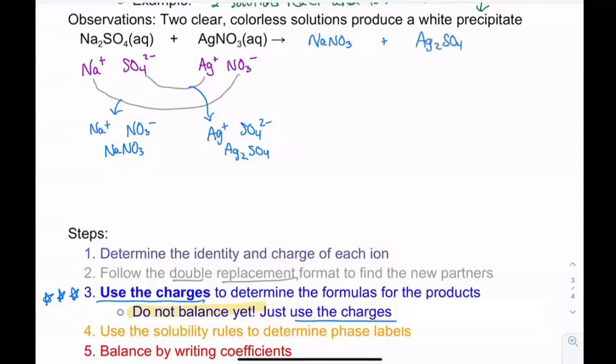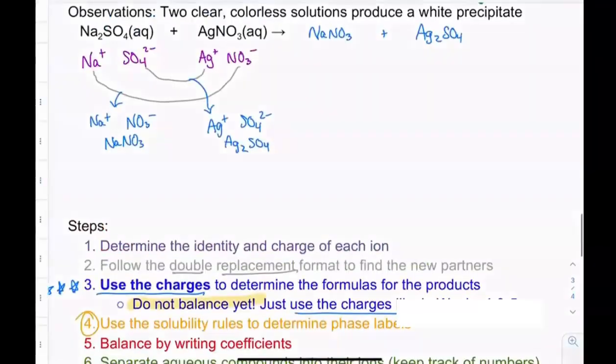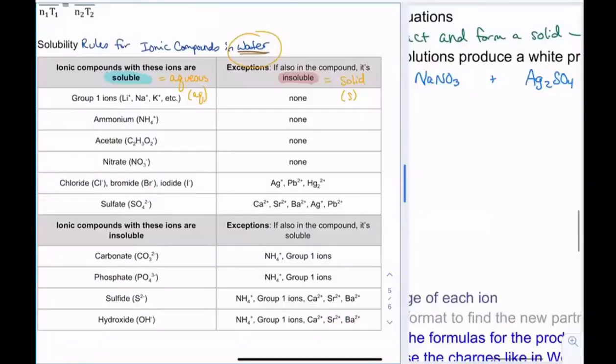So that was step 3. My goal was to determine the formulas for the products. And I did that by using the charges. I am not going to balance yet. That's going to come in a later step. All right, next, I'm going to use the solubility rules to determine the phase labels. So I'm going to pull out the solubility rules, and I'm going to look up the 2 compounds that we just figured out for the products.